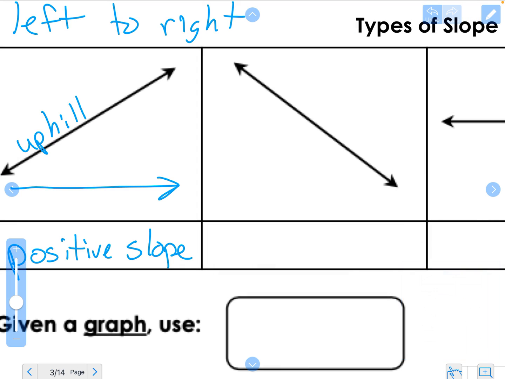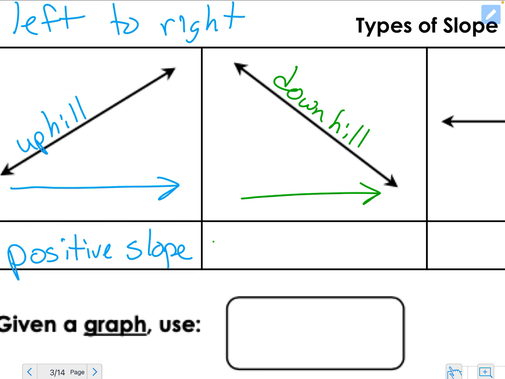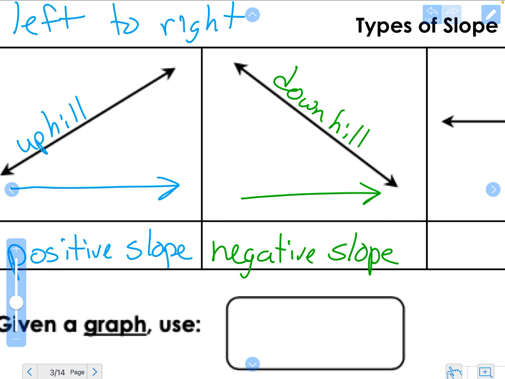Which means that as we go from left to right, if our slope is going downhill, it's going to be a negative slope. And that's how I was able to tell in that last one: because it was going downhill, I knew my slope was going to be negative.